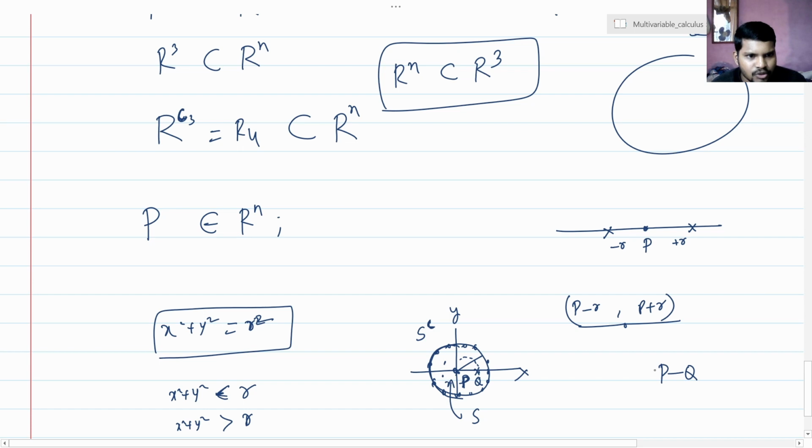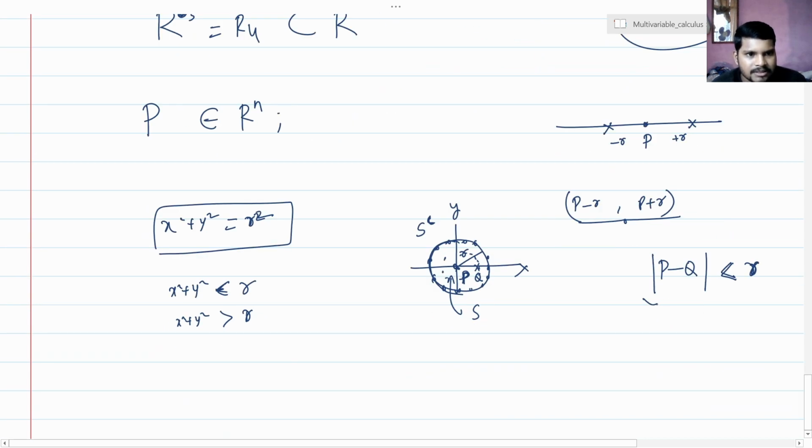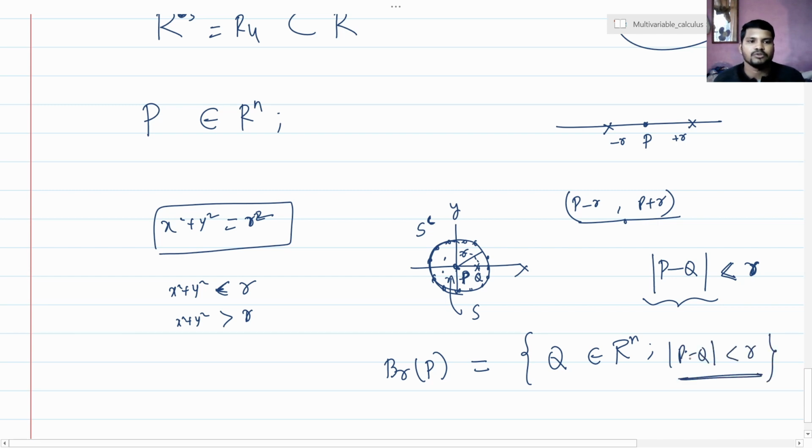So if the magnitude of p minus q, let us say this is the distance, is less than r, then we can say that whatever this set would be is the neighborhood of p. So I can consider that Br of some point p is called the neighborhood when some q belongs to Rn in such a way that p minus q, the distance between p and q, has to be less than the radius.